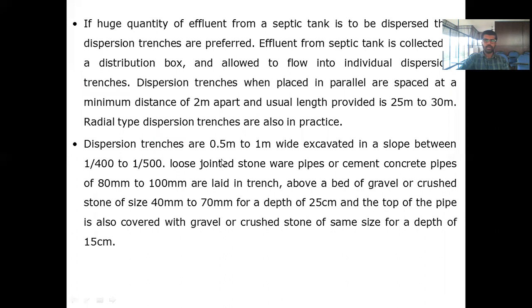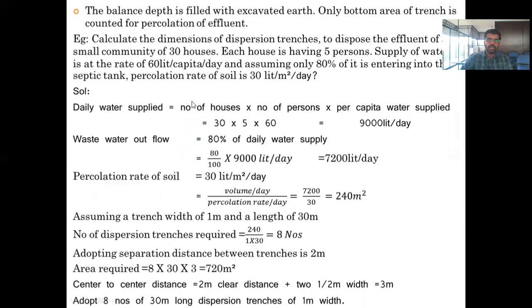So let's see. Daily water supplied is equal to number of houses into number of persons into per capita water supply. So we are going to find out the total daily water that is being supplied. The number of houses is 30, in each house there are 5 persons, so 30 into 5 into the per capita supply, which is 60 liter per capita per day.